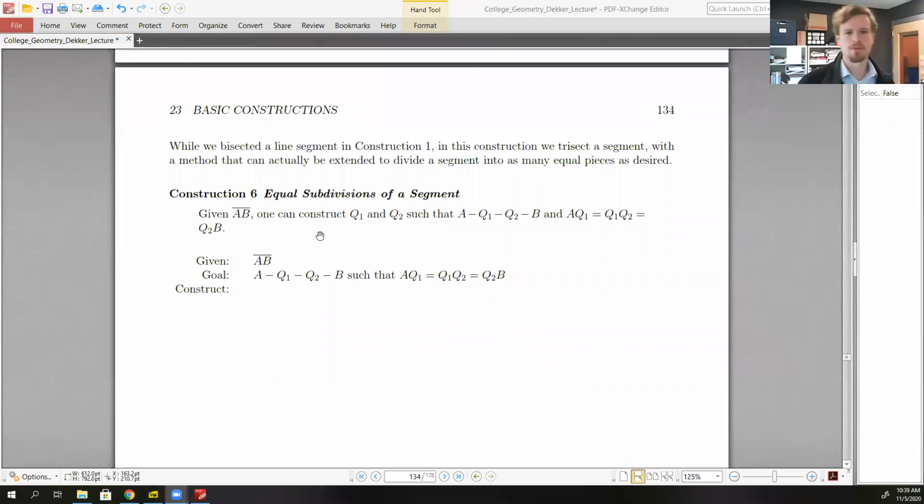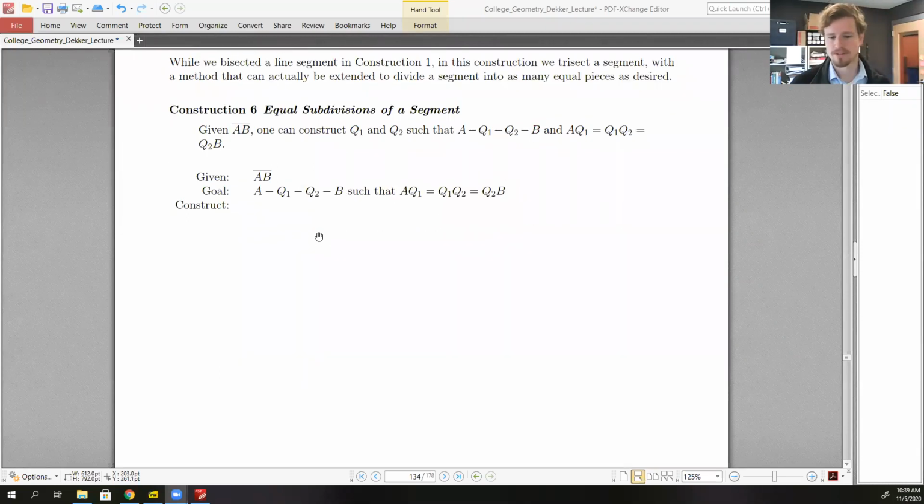Welcome back to geometry for section 23 and our last construction for the section. What we want to do is split a line segment into subintervals. So we're looking for an equal subdivision of a segment.